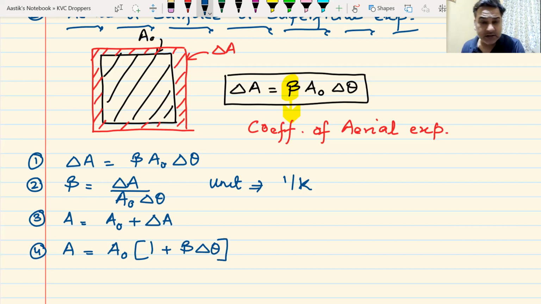So as you can see, if you remember the first formula for change in length, you can remember the formula for change in area. Is it clear to everyone? I'll give you a minute to note down these 4.